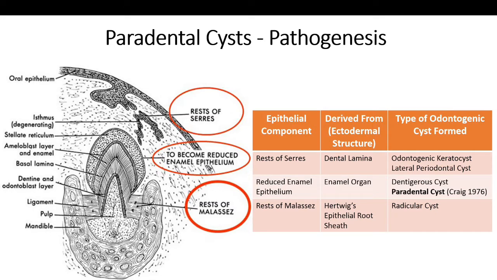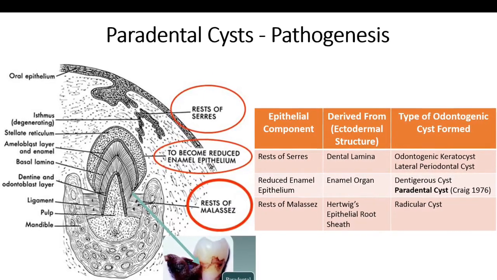Now, going back to the dental lamina that degenerates, the ectodermal tissue that is contained within those remnants are the rests of Serres. Now, if there's not degeneration and there's ongoing developmental proliferation of these rests, this can give rise to odontogenic keratocysts, or lateral periodontal cysts, or any of the developmental odontogenic cysts. Now, a little bit lower down, the crown of the tooth is seen to be forming.